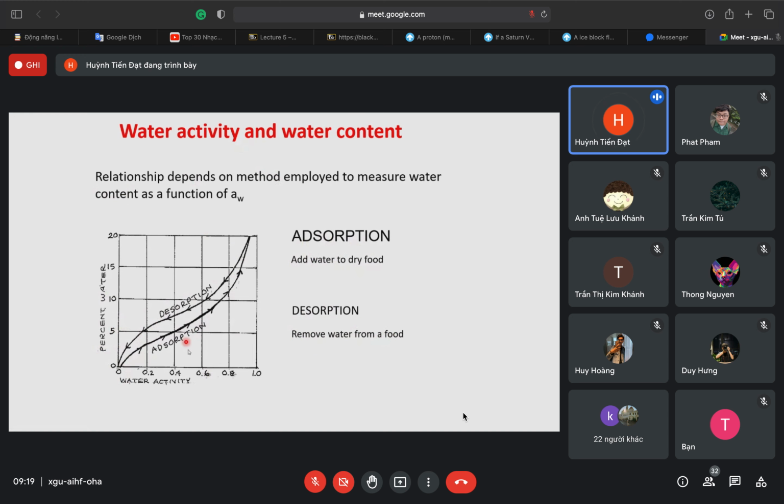This matters when studying preservation, especially for low water activity foods, where we think about absorption or desorption in the certain environment that we put the food in.